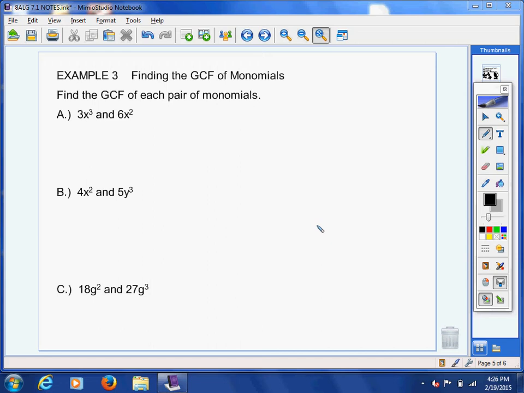We're getting ready to do 7.1 example 3, and we are crescendoing here in this first section of chapter 7. We've been using prime factorization to find prime factors of numbers, and then we found the GCF of numbers. Now we're going to find the GCF of monomials. So that's where we get to throw some variables in.